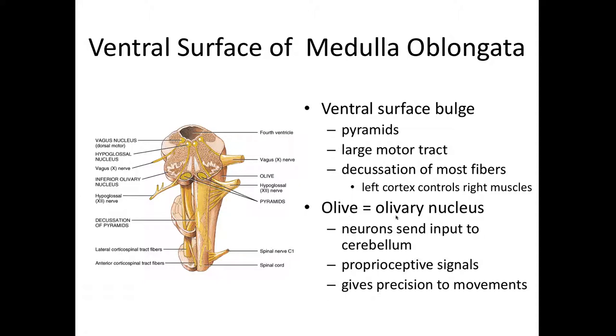The olives, or olivary nuclei, there are two. They are here and here. You can think of the pyramids as being stuck onto the front of the olives. These send input to the cerebellum, which gives proprioceptive signals, and that helps to smooth out your motion. We ended last time by talking about cerebellar hypoplasia in cats. If you don't remember that, go to the last lecture.